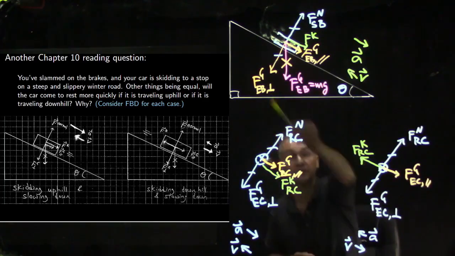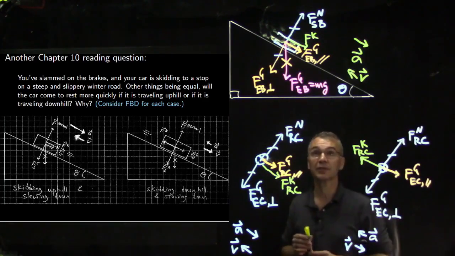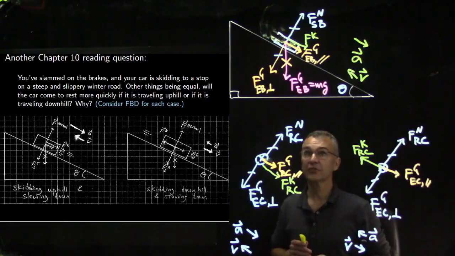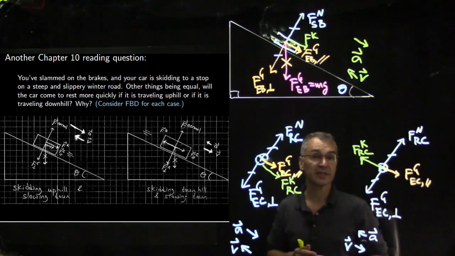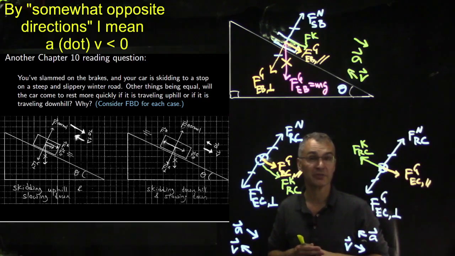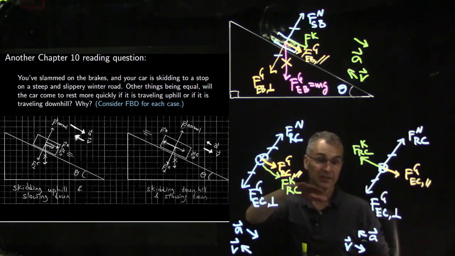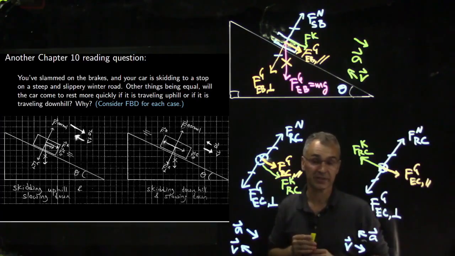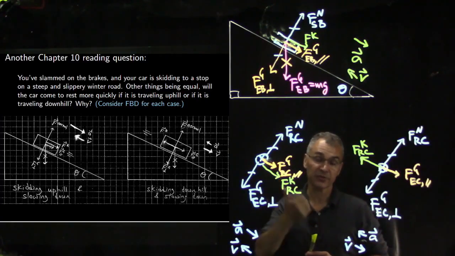Well, we can kind of model our free body diagram off of this previous case we had from a moment ago. If we are skidding to a stop, I guess that means we're slowing down. If we're slowing down, then our acceleration vector and our velocity vector must point in opposite directions, or at least somewhat opposite directions. If we're moving downhill, the velocity vector points downhill and the acceleration vector points uphill if we're slowing down. And if we're moving uphill and we're slowing down, then the velocity vector points uphill and the acceleration vector points downhill.